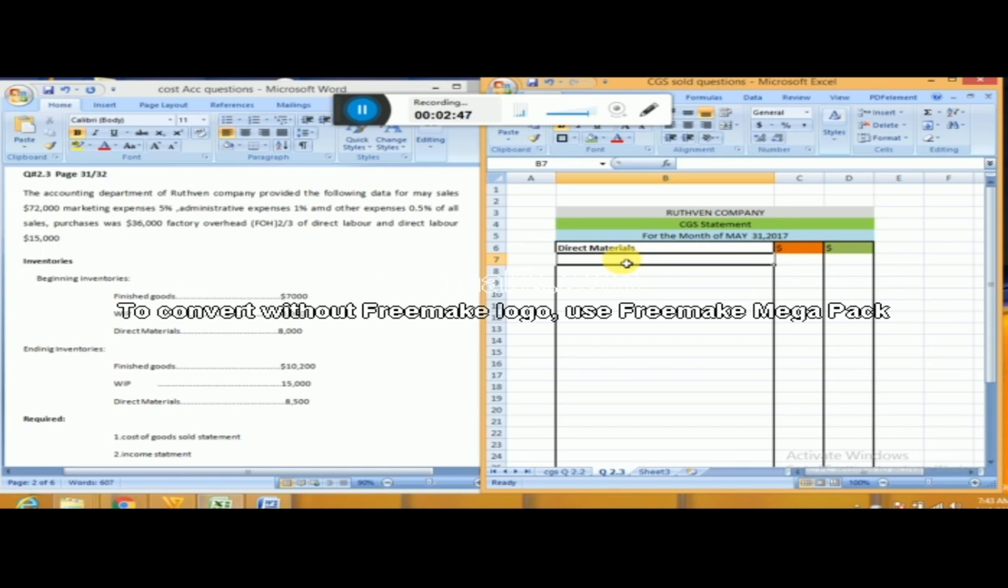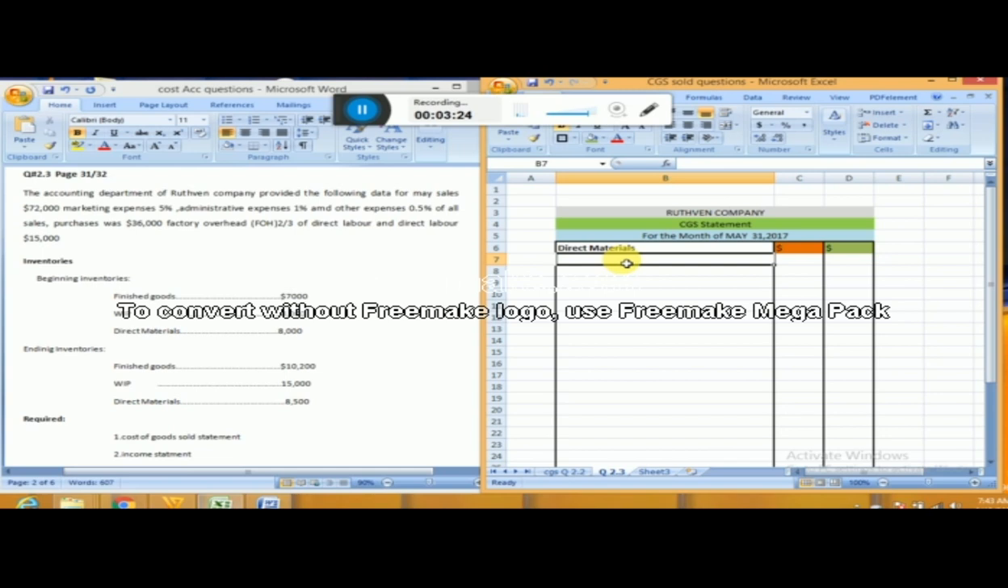Let's start. As I discussed in my previous lectures, CGS has 5 main portions. First one is materials portion, direct materials. Second one is direct labor. Third one is factory overhead. Fourth one is work in process. And fifth one is the finished goods. So we will start from the direct material portion.